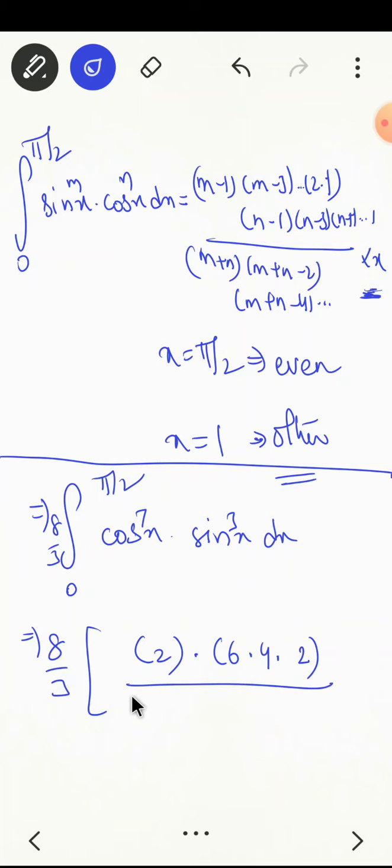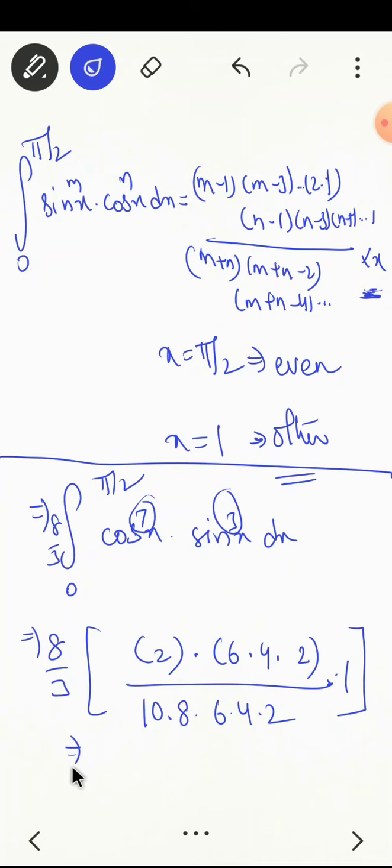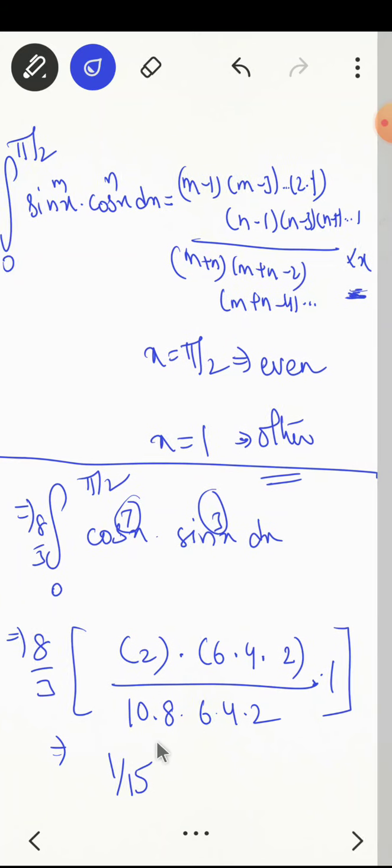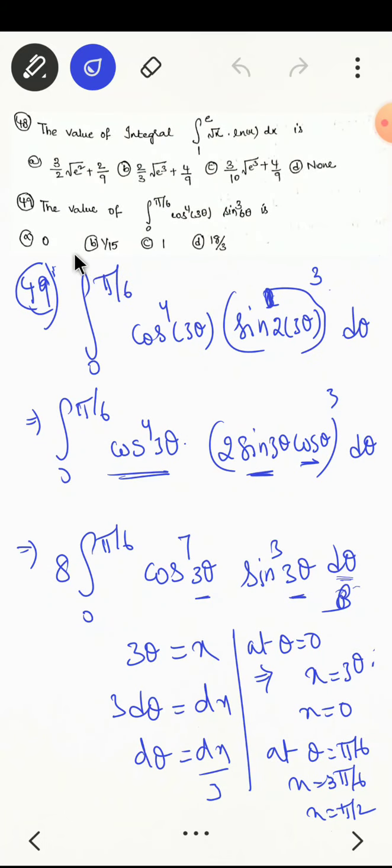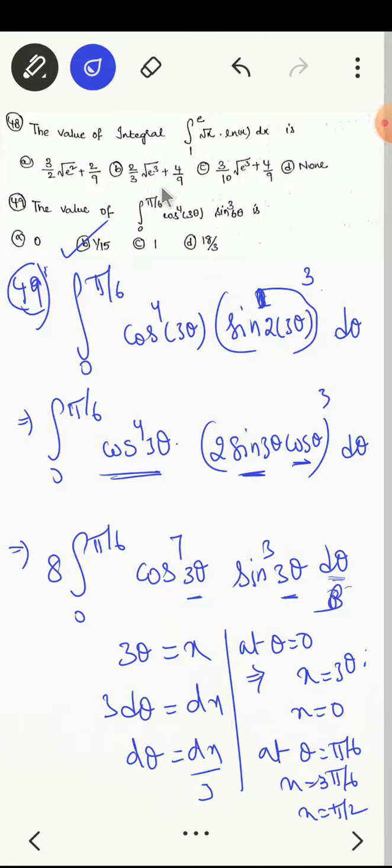Divided by 10 into 8 into 6 into 4 into 2, where I have deducted 2 each time for m plus n minus 2, into x. In place of x what do you substitute? Both are even means pi by 2, otherwise 1. So I should substitute 1 here. Then if we multiply and calculate, the answer will be 1 by 15. Okay, hope you are getting it. 1 by 15 is the correct option for the given problem.